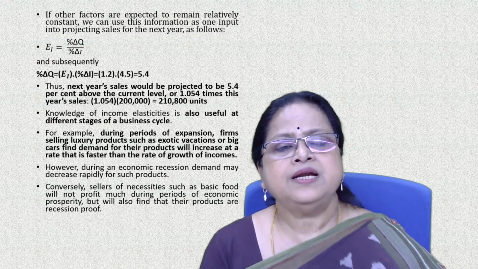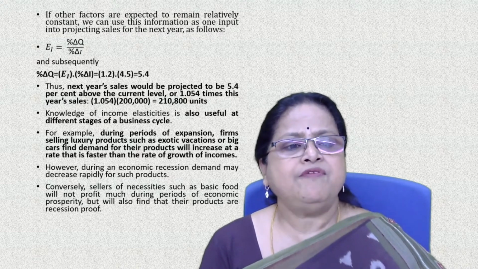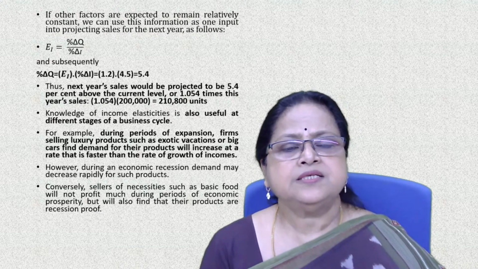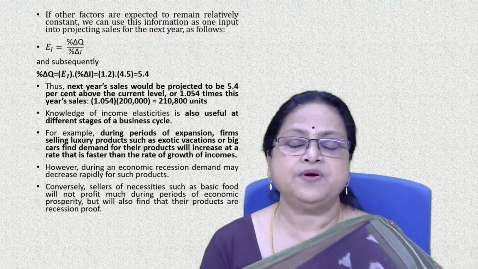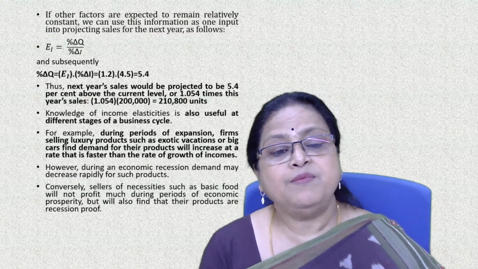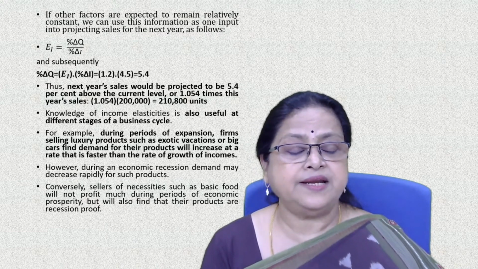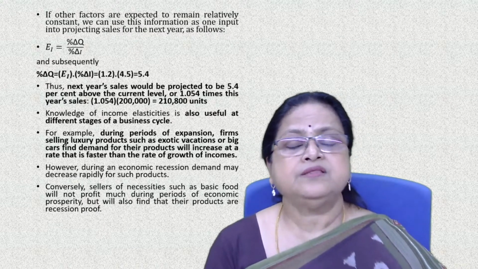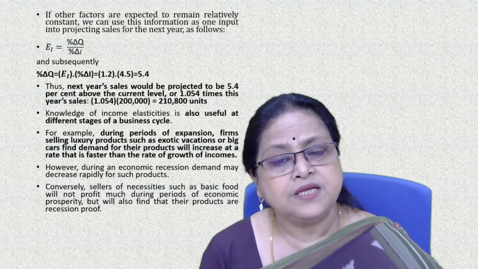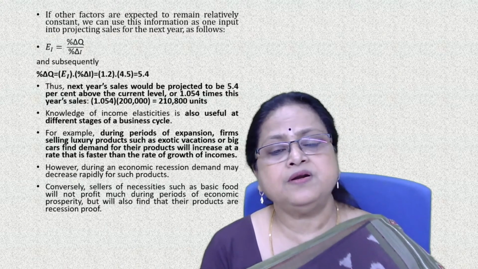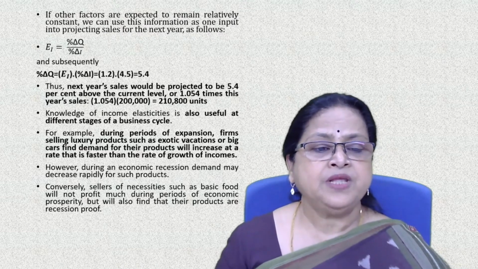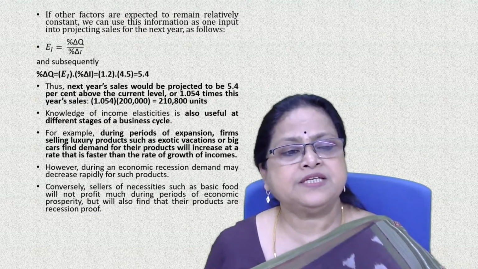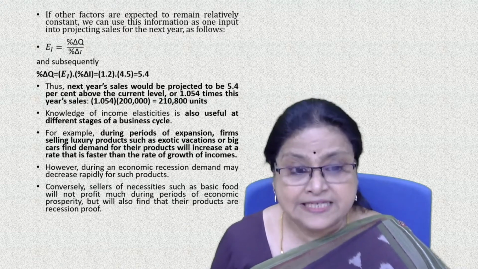So knowledge of income elasticity is also useful at different stages of a business cycle. For example, during a period of expansion, firms selling luxury products such as exotic vacations or big cars find that demand for their products will increase at a rate that is faster than the rate of growth of incomes. If the demand for the product increases faster than the rate of growth of income, then the firms can sell luxury products and can expand.